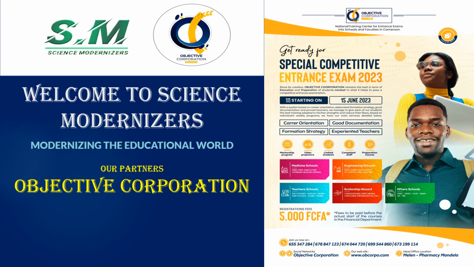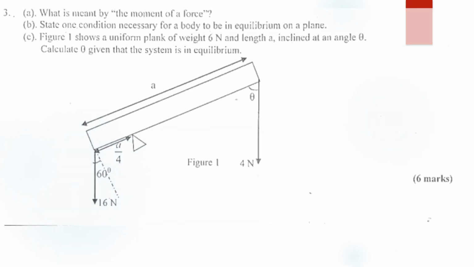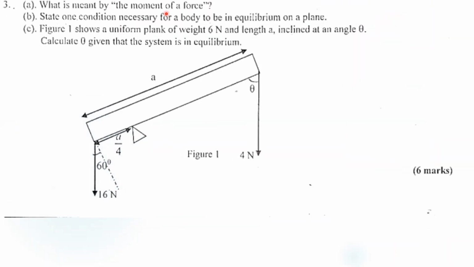So let's get started with the problem statement. The question says, what is meant by the moment of a force? And state one condition necessary for the body to be in equilibrium on the plane. Figure 1 shows a uniform plank of weight 6 Newton and length A inclined at an angle theta. Calculate theta given that the system is in equilibrium. This is the beam already shown in the question, and we are asked to calculate the value of this angle theta. So let's see a proposed solution to this problem.